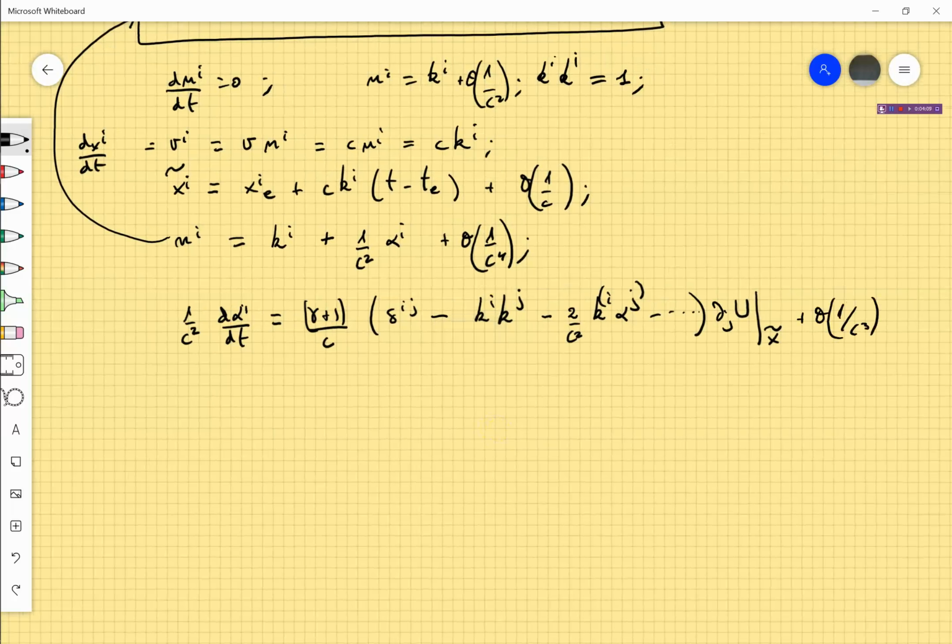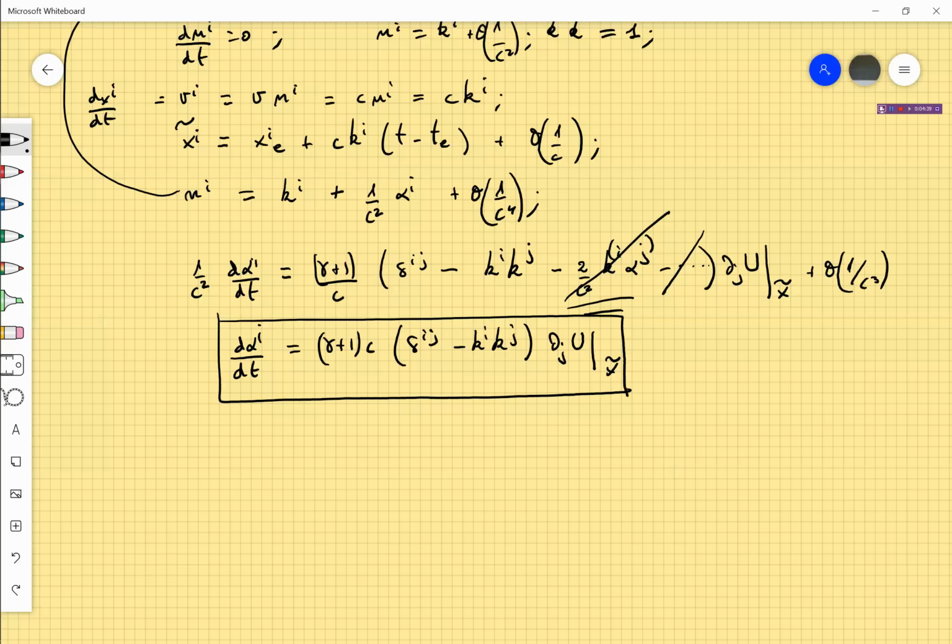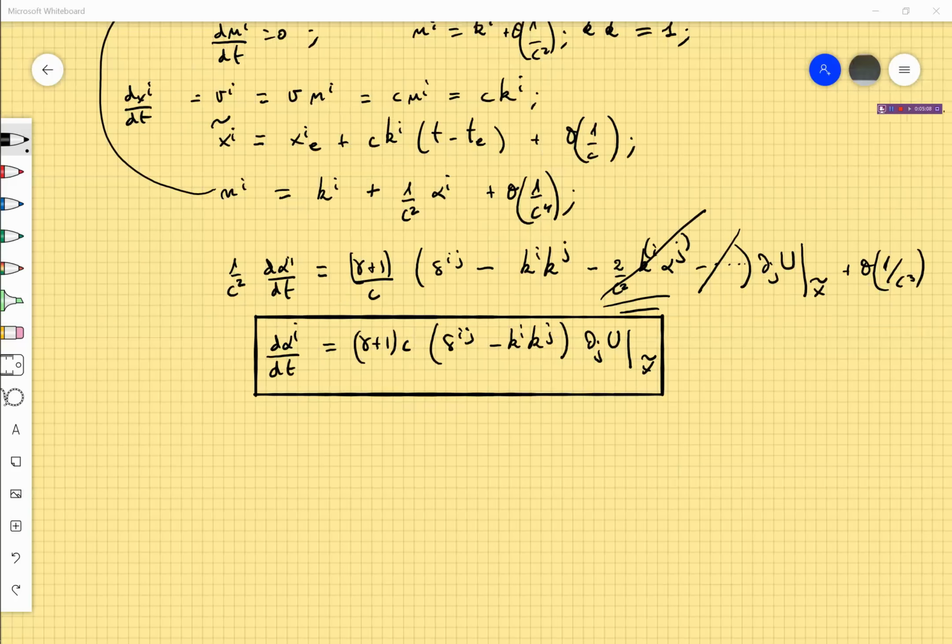This means that at this order we should discard not just these terms here, but also these terms, and we have just this equation for alpha i. Alpha i is determined by the solution to this equation: delta ij minus ki kj, times partial j u evaluated at the lowest order solution that we denote by x tilde. Now that we have this equation, and we have Ni, so implicitly we have alpha i, we know how to solve this equation, which is what we will do in a little while.